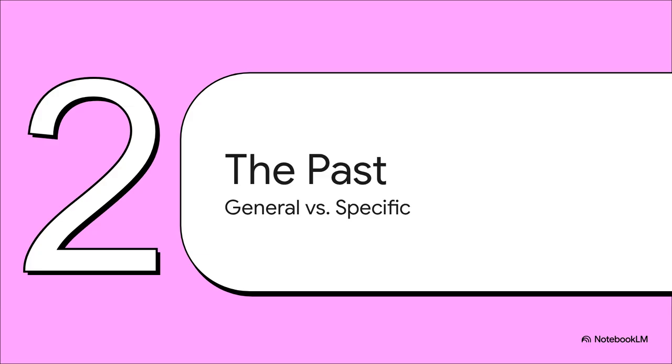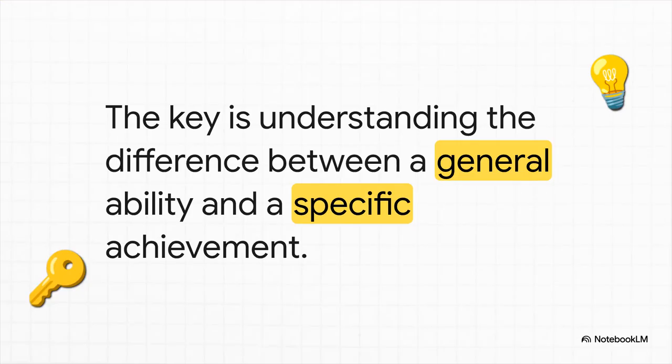All right, so we've got our foundation. Now, let's get back to that puzzle from the beginning. Let's talk about the past tense. This is where it gets really interesting, and believe it or not, it all comes down to one single, really powerful idea. Here it is. The whole secret is understanding the difference between a general ability and a specific achievement. So, are we talking about a skill you just had in the past, like something you were generally capable of? Or are we talking about one specific moment, one particular time you actually did something and succeeded? That's the key right there.